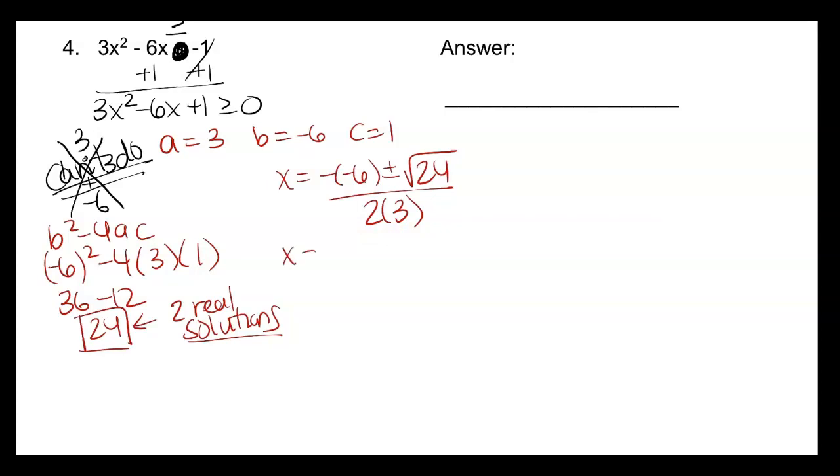So we're going to make this x equals 6 plus or minus. I can simplify the square root of 24. If I simplify the square root of 24, that will give me 2 and 12. 2 is prime. 12 will break into 6 and 2, which break into 3 and 2.